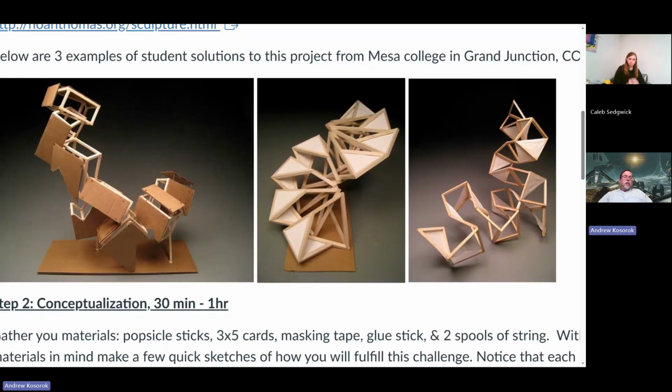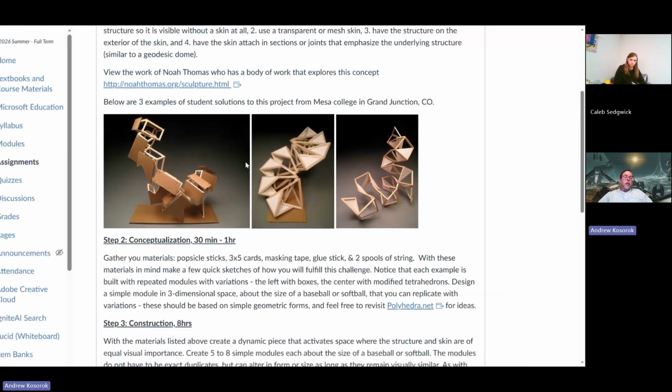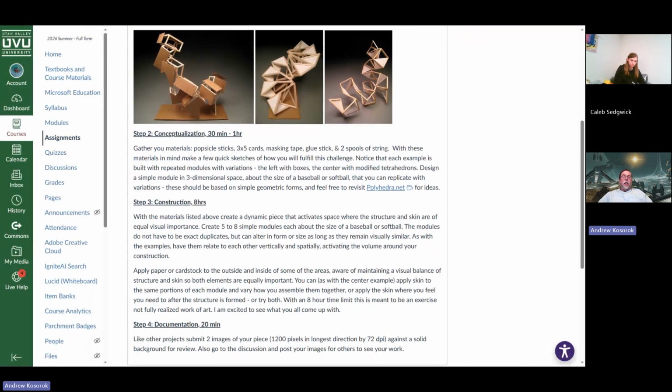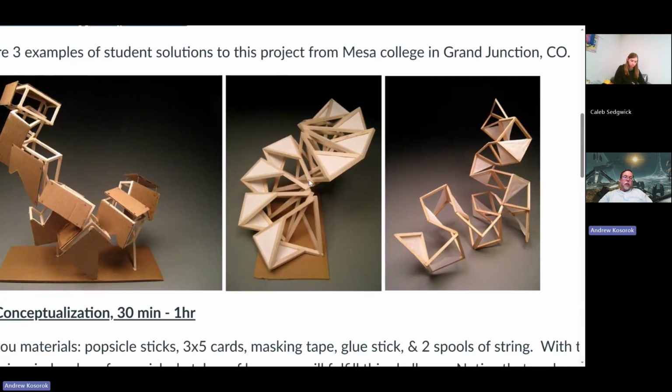So is that making sense now? Yes, it's making a lot of sense actually. Okay. And you don't have to restrict yourself to those forms, but I think that's a really good starting off point. And again, this middle one, they didn't restrict themselves to those forms.